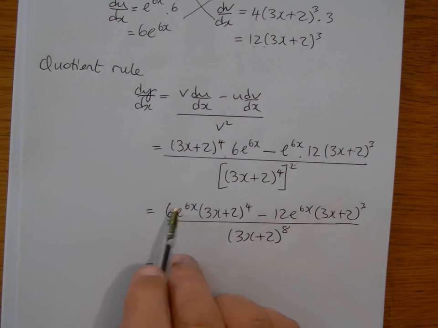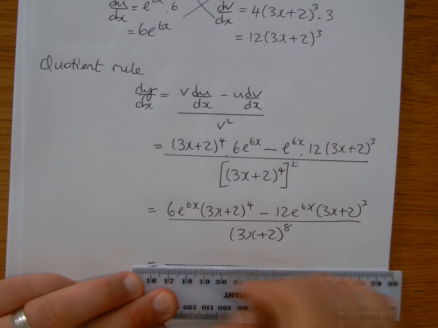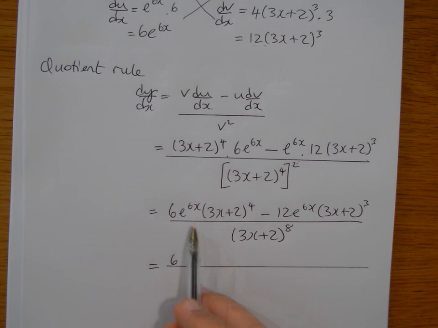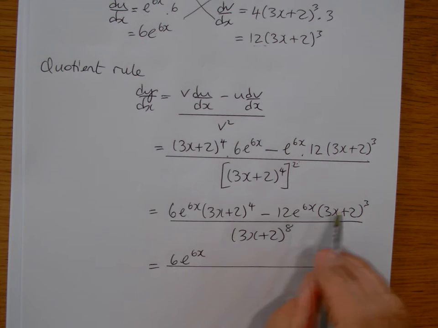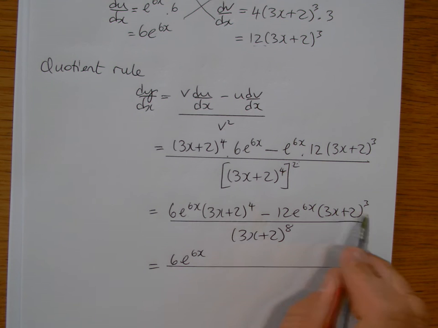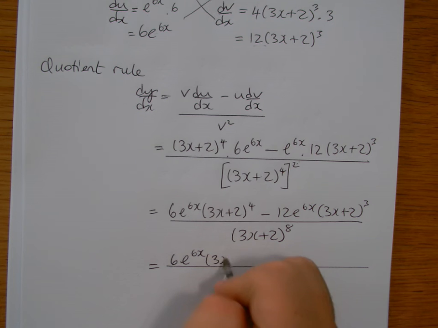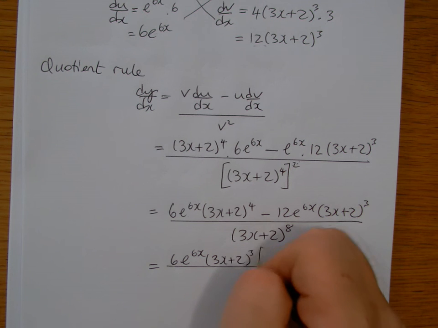So here on the top, let's find some common terms. Notice the numbers here, 6 and 12. Well, that's got a common factor of 6, isn't it? 6 goes into both, so we can write 6 outside. e to the 6x is in both of them, so we can write that outside. The bracket is in both of them. The bracket's the power 4 here, it's the power 3 here. Always choose the one with the lowest power, because then it's guaranteed to go into both terms. So that's what's going to be written outside, maybe another square bracket.